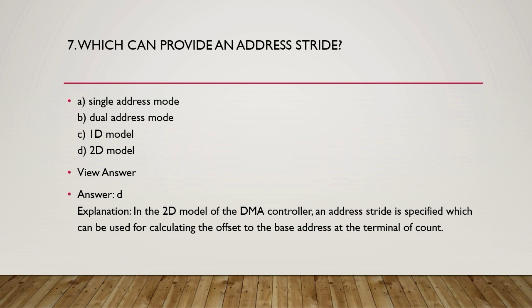Which can provide an address stride? A single address mode, B dual address mode, C 1D model, D 2D model. It's the 2D model of the DMA controller. An address stride is specified which can be used for calculating the offset to the base address at the terminal of count.